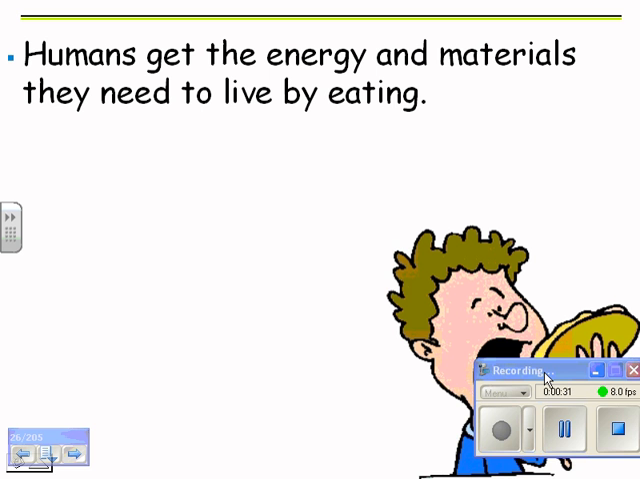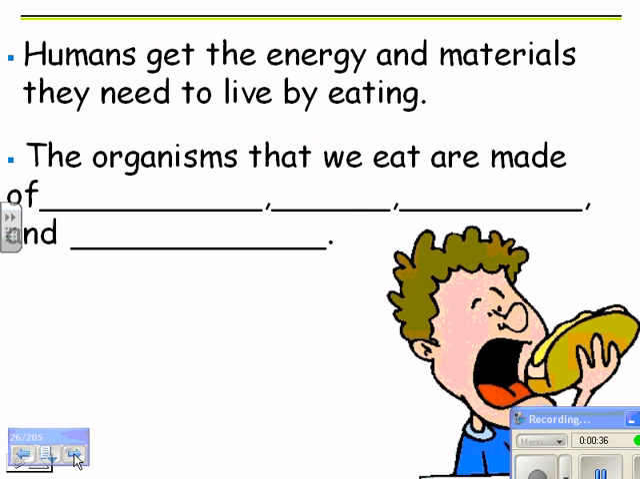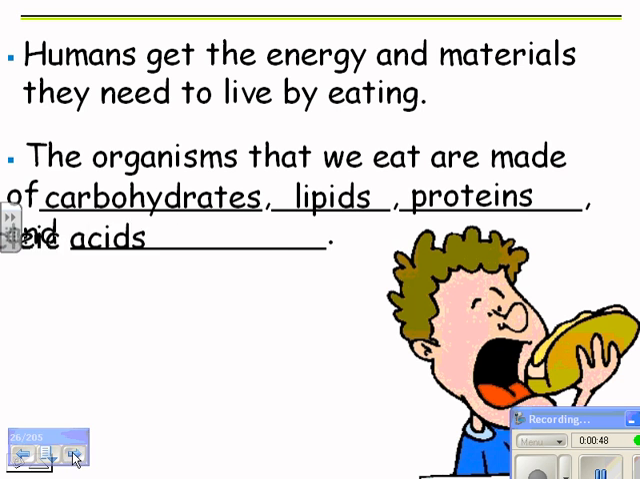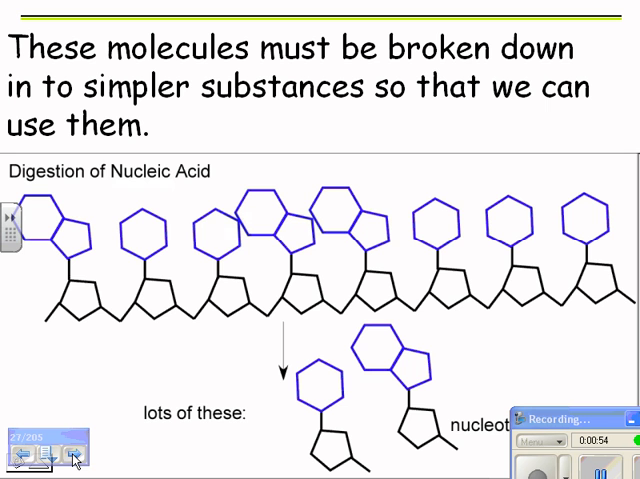Humans get the energy and materials they need to live by eating, as opposed to the thing that plants do. The organisms that we eat are made out of those macromolecules, the organic molecules that you studied a little bit ago. They are carbohydrates, lipids, proteins, and nucleic acids. So, for example, this is a nucleic acid, and if you break this bond and this bond and this bond and this bond, you're breaking down the nucleic acid into these things, which are the monomers, the nucleotides.